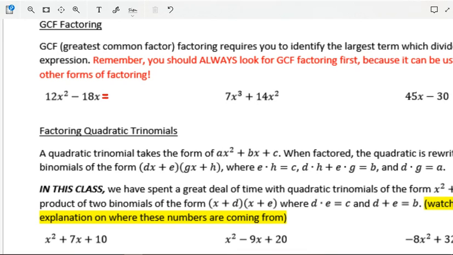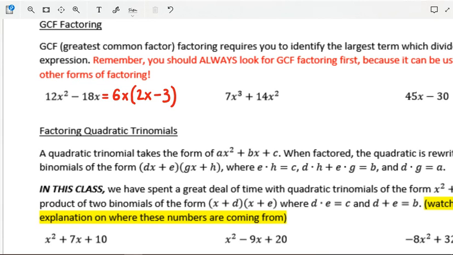So what I'm going to do is I'm going to write a 6x, open a set of parentheses, and inside the parentheses is going to be 12x squared minus 18x if we had divided out 6x from each term. So if I take 12x squared and I divide out 6x, that gives me 2x. And then if I divide 6x out of 18x, that just gives me 3.